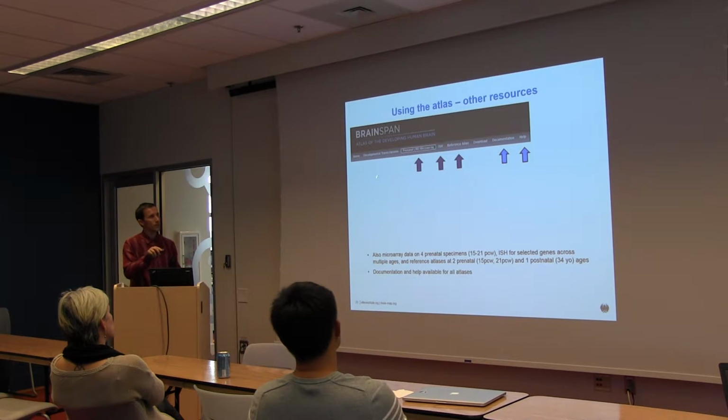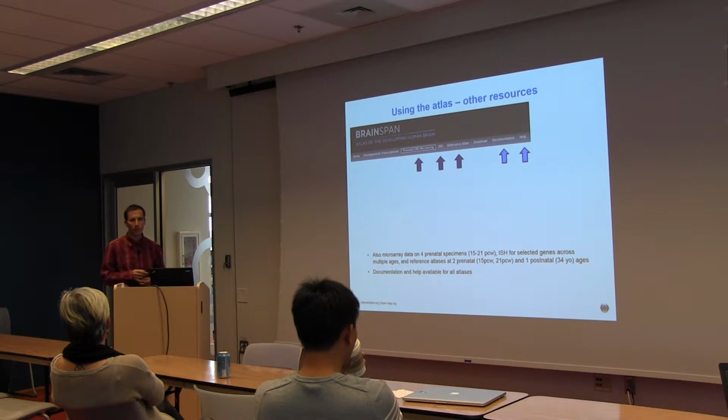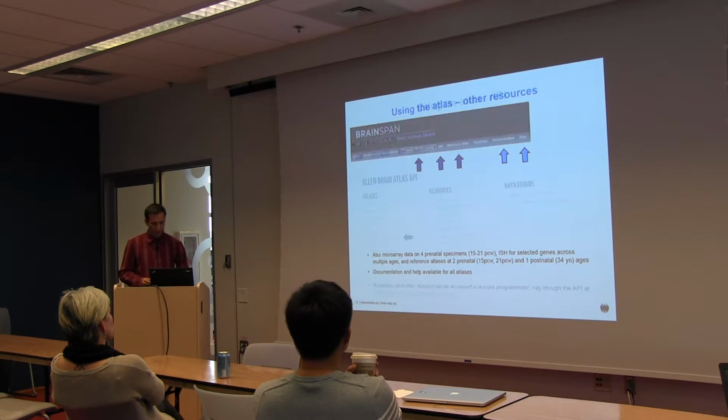And then there's other things that are available for BrainSpan. There's the prenatal laser microdissection microarray dataset that I mentioned earlier. There's a lot of in situ hybridization. There's reference atlases, 2 for prenatal and 1 for a postnatal time point. So you can look those up. There's also documentation and help for this and any of the other atlases if anything is unclear.